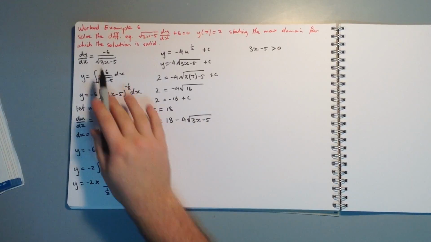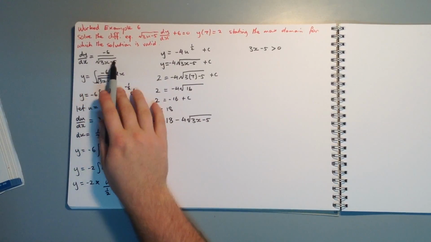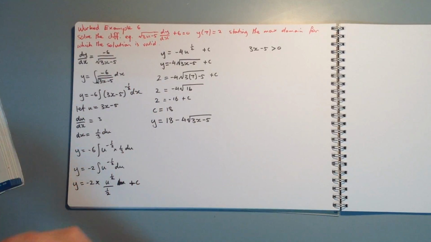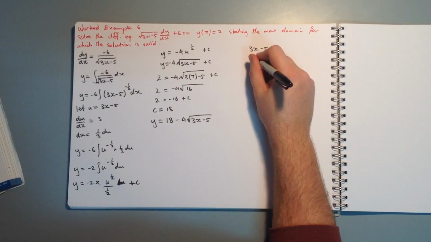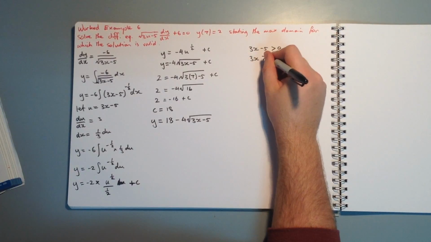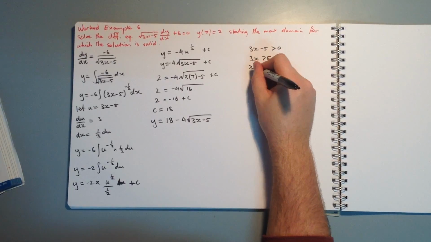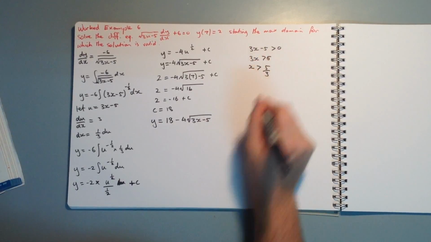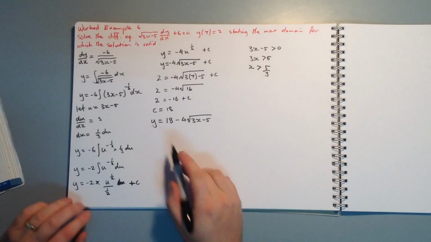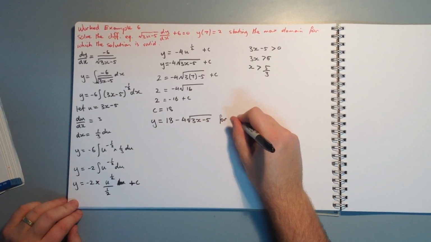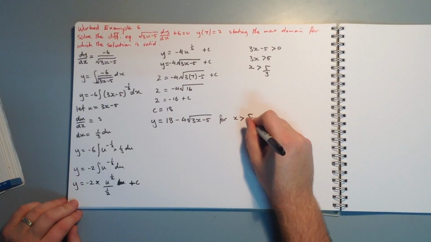Okay, because if it's a negative, well, we can't take the square root of a negative. If it was 0, then we'd be dividing by 0 and we'd still have a problem. So that means that we've got to say, well, 3x is greater than 5. So x is greater than 5 on 3. Okay, so we can say here, x is greater than 5 on 3.